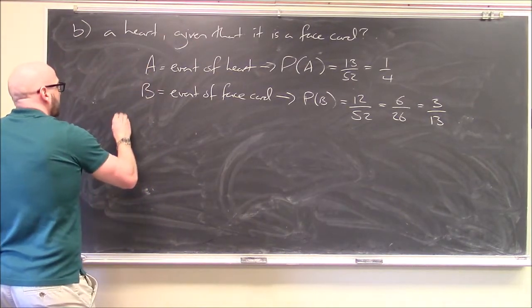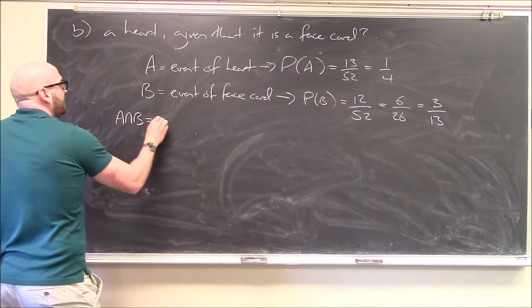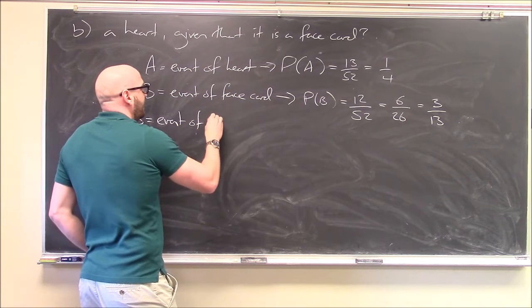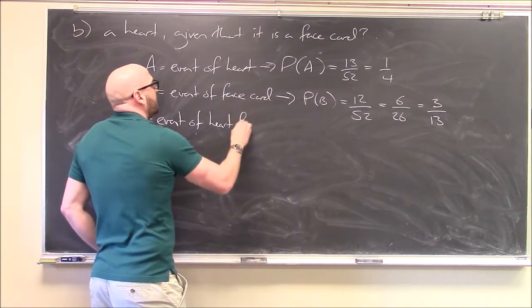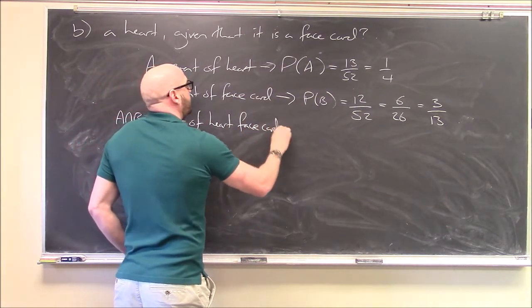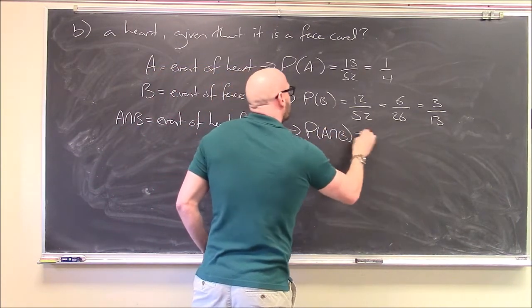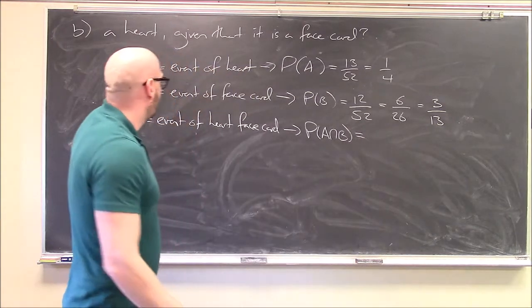And what else are we going to need? We're going to need A intersect B. Right, so the event of a heart face card. So probability of A intersect B is what?